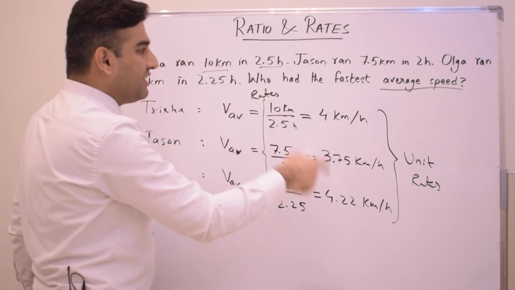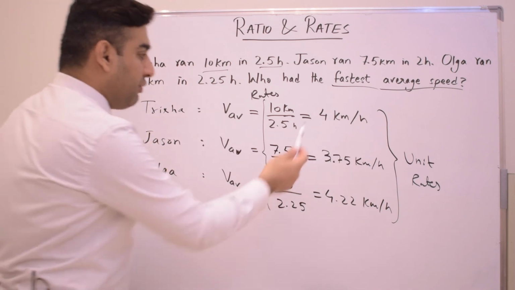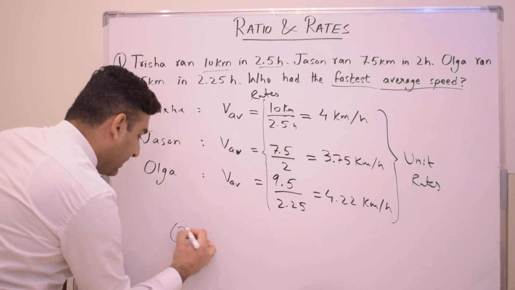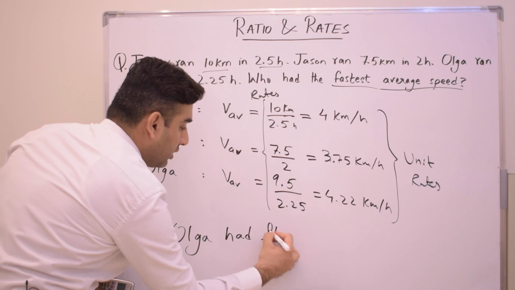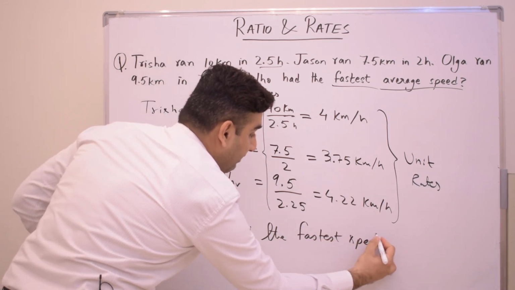So guys, now you can easily tell who had the fastest average speed: 4, 3.75, 4.22. So the answer is Olga had the fastest speed, or average speed.